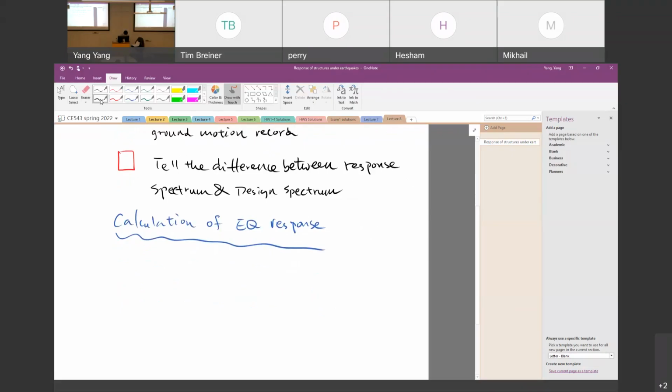Let's consider a frame structure. That can be more than a single degree of freedom. We have a frame here, and then the floor is rigid.